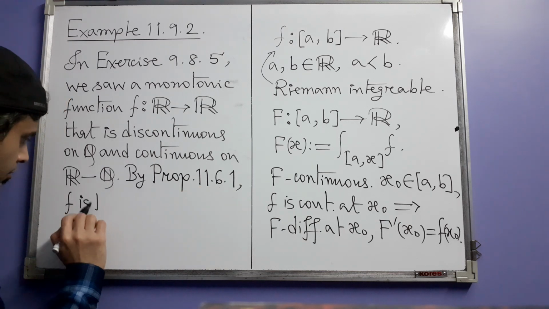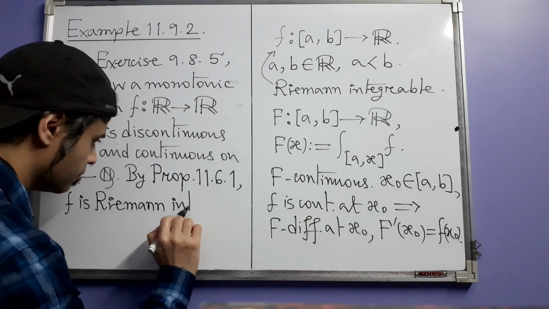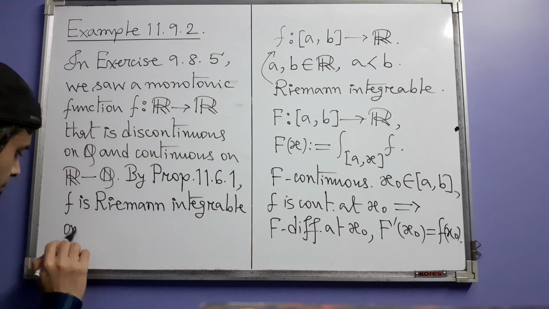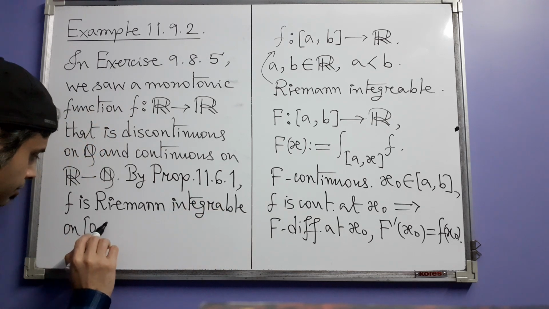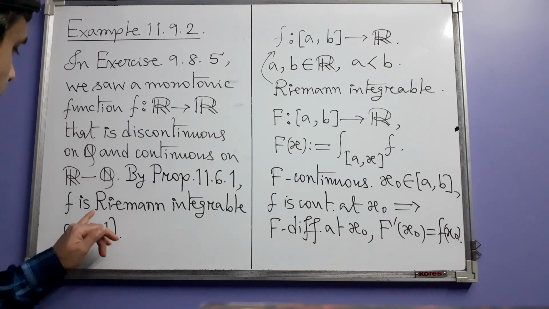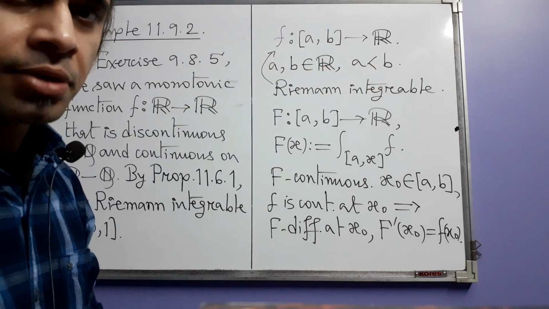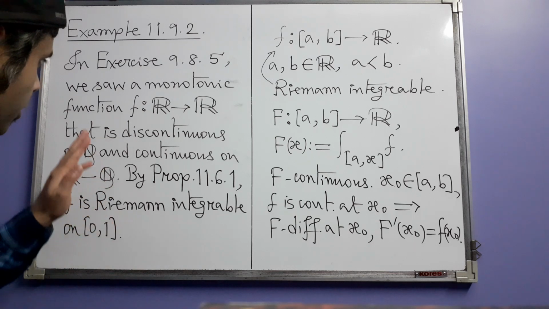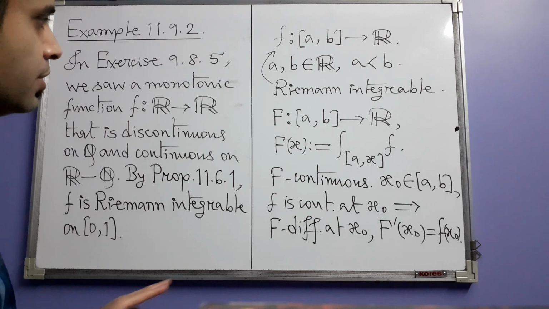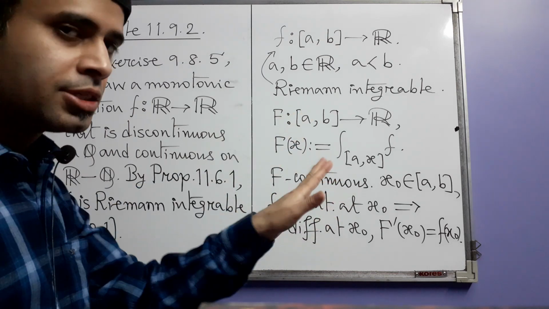f is Riemann integrable on 0 comma 1. Okay, so f is Riemann integrable on 0 comma 1. Just like here in the first theorem, we have a Riemann integrable function. Now, if for this particular f, I mean its restriction on 0 comma 1, for that f, if you similarly define capital F, then capital F is continuous.